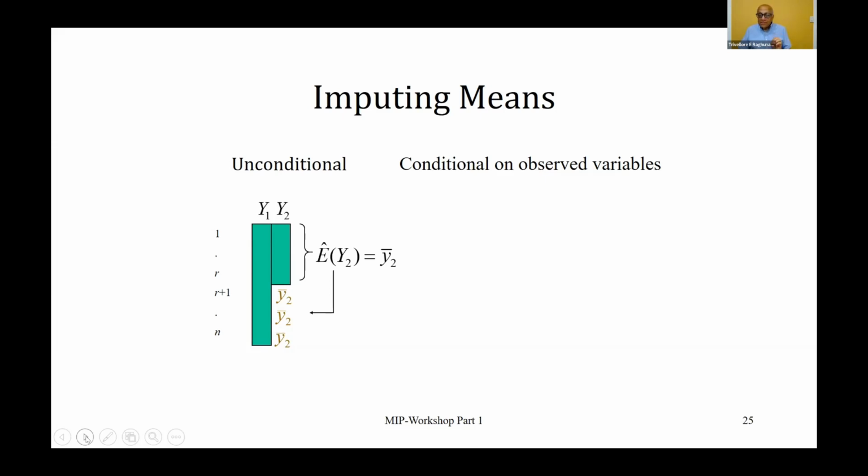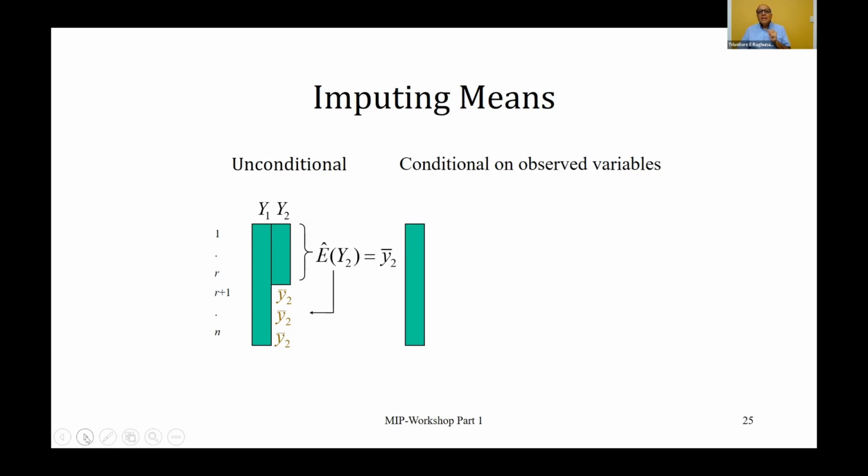The other problem is that, suppose the mean of y2 is y bar 2. That's good. What about the standard deviation of y2? The standard deviation of y2 is underestimated, because the imputed values sit right on the mean y bar 2 and don't have any contribution to the sum of squares. So you are dividing by n-1, but the numerator is 0. Therefore, you are underestimating the standard deviation.